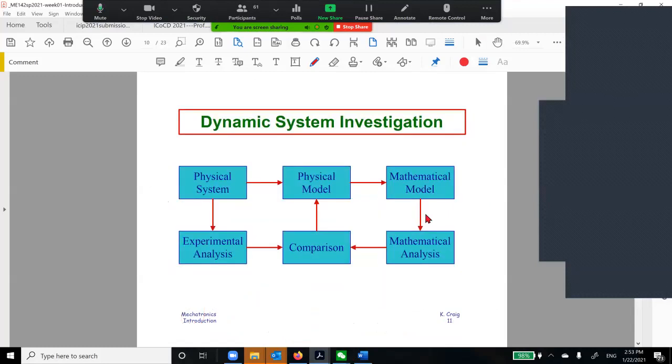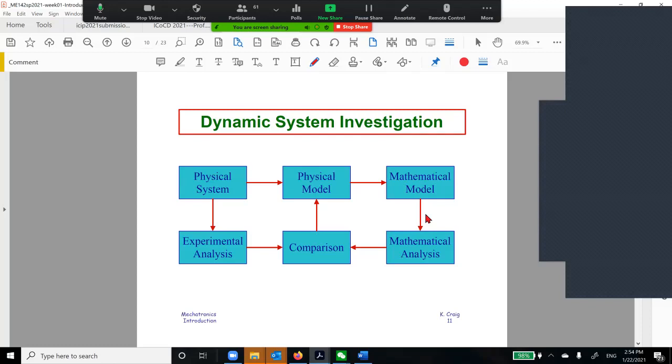So today, let's talk about dynamic system investigation. A mechatronic system is usually a dynamic system. It changes over time. It has a motion. If you have a falling rock, that's a dynamic system, right? Because at a different time, it's a different position, right?